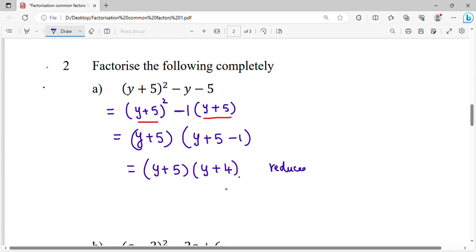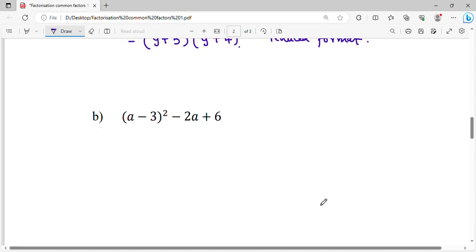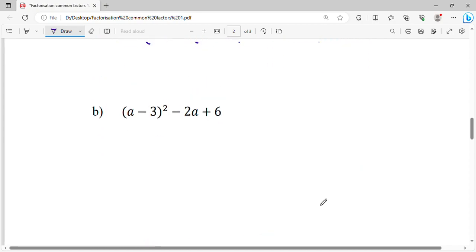Is that okay? You need to make a note of that. It's factorized completely. All right. So that's the word they use, factorize completely. All right. This is also similar to that previous one.